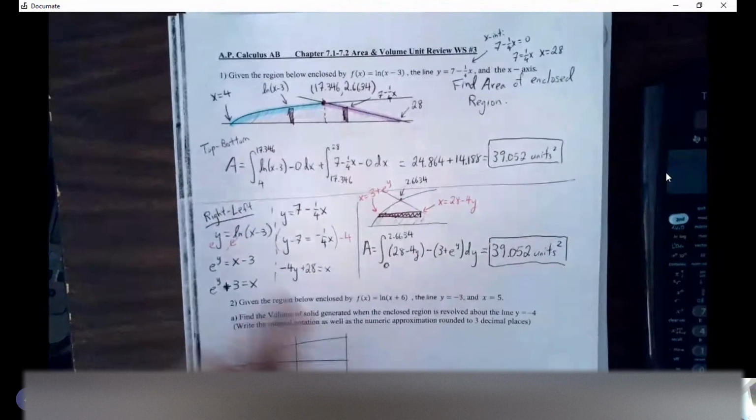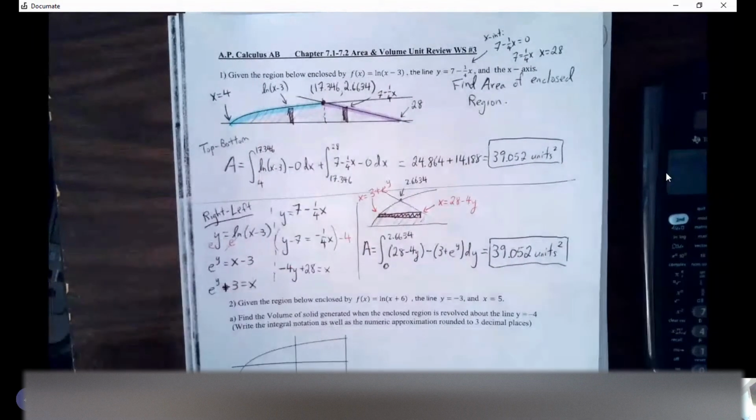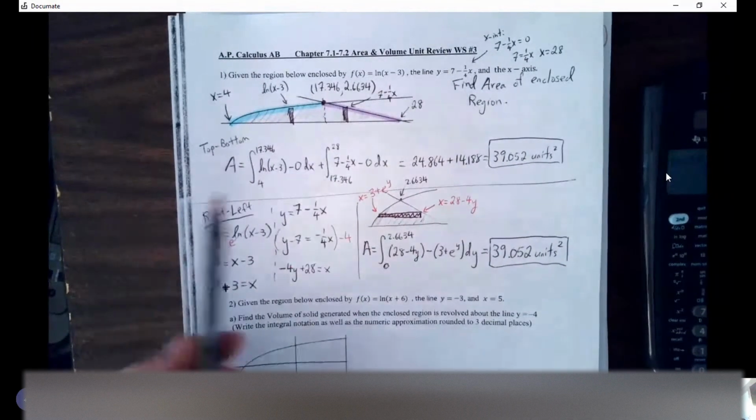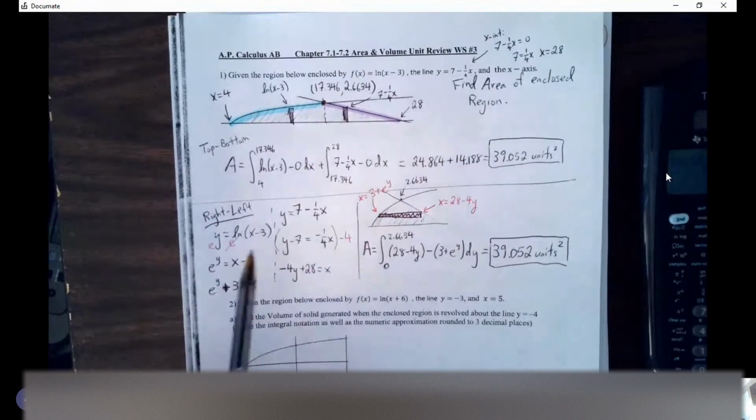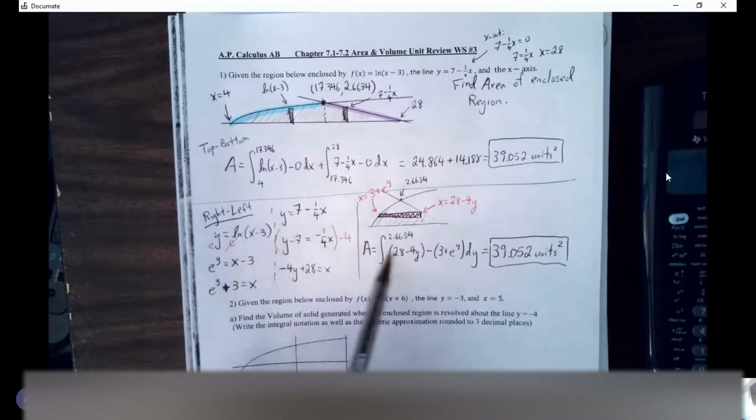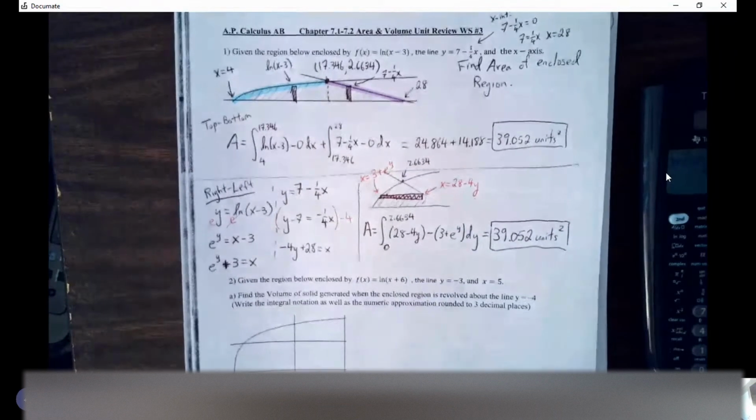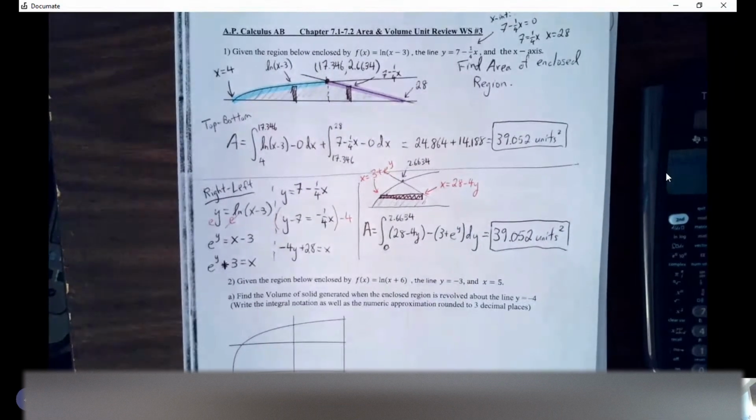So I don't know, whichever way you feel like is easier, either split up into two integrals using top minus bottom, or convert your equations and do right minus left and just rely on one integral. All right, any questions with one?